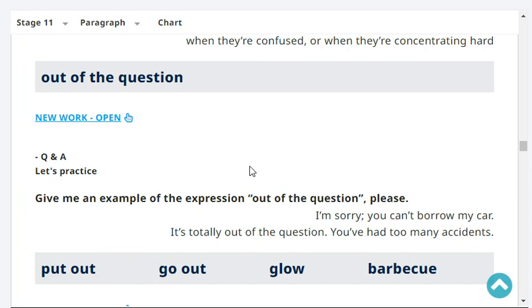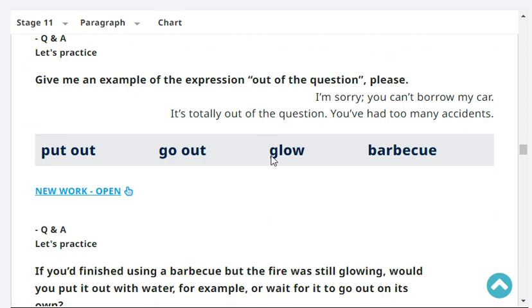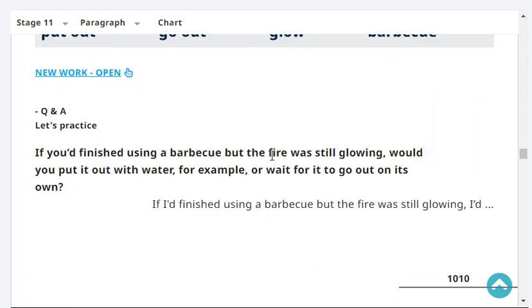Give me an example of the expression out of the question, please. I'm sorry, you can't borrow my car. It's totally out of the question. You've had too many accidents. Very good.